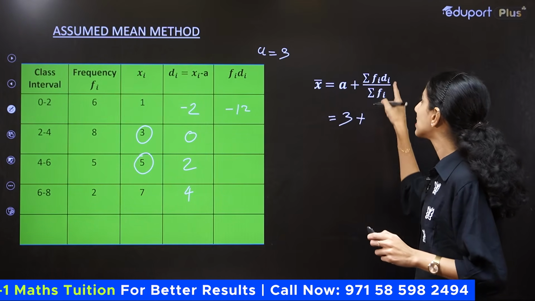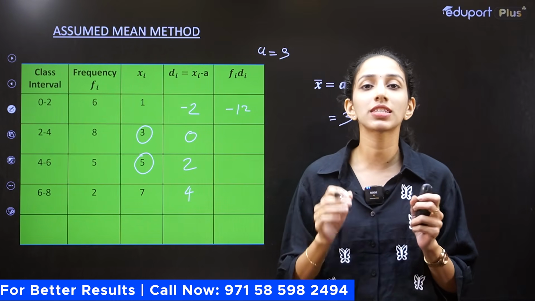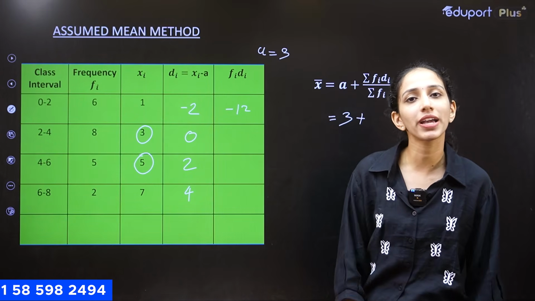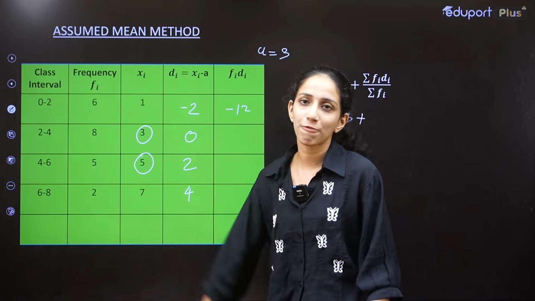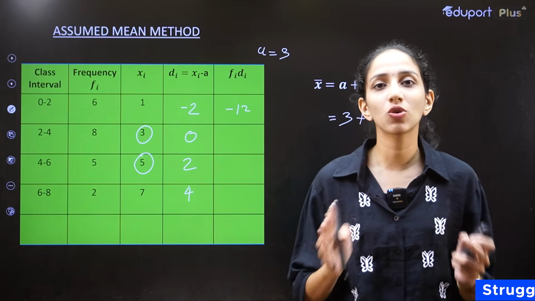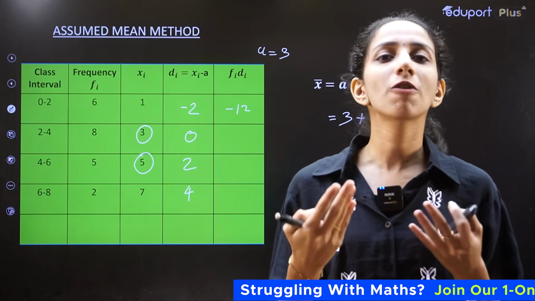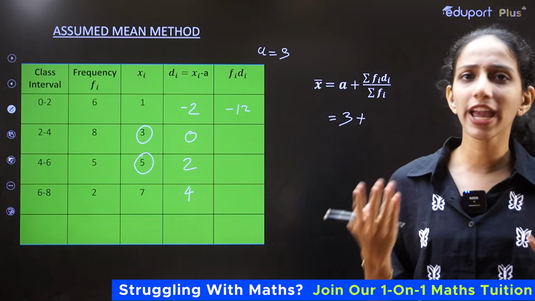Then 3 plus sigma fi di, that is the sum of that column fi di divided by that sum of column fi. So it is also easy to find the sum of fi di because we already found the values of fi and di. We already have those values.